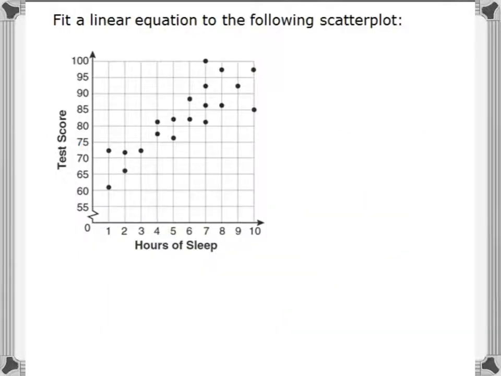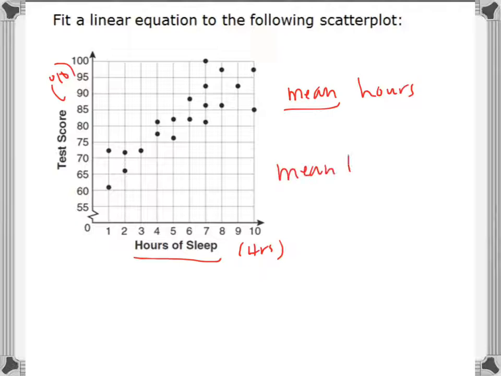Now, let's say that we're trying to get a line of best fit for this information. Let's look at our data. This is the number of hours of sleep, so, of course, this is in hours, versus test score, which I'm going to assume is in percents. Now, if I already have a scatter plot and I'm trying to make a line of best fit, the first thing I want to do is find the mean value of the hours and the mean value of the test scores.